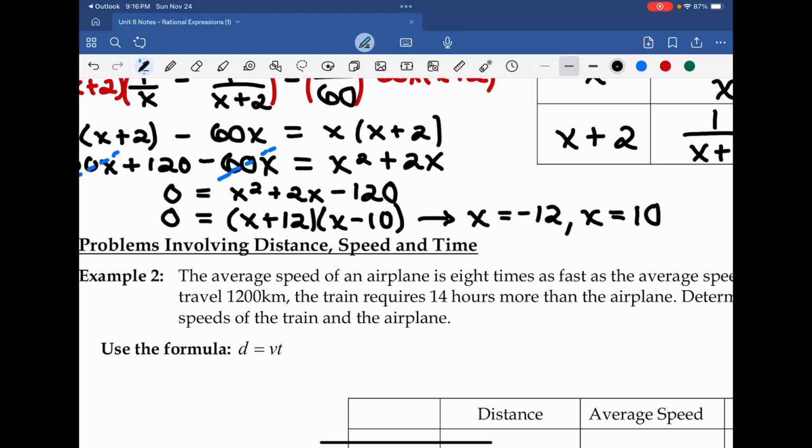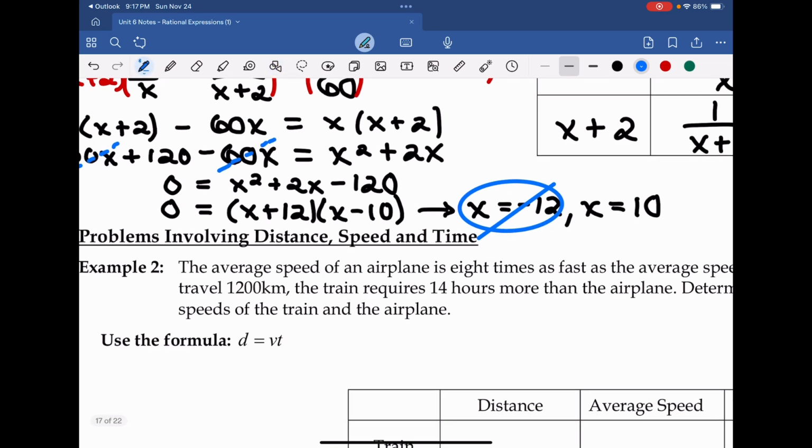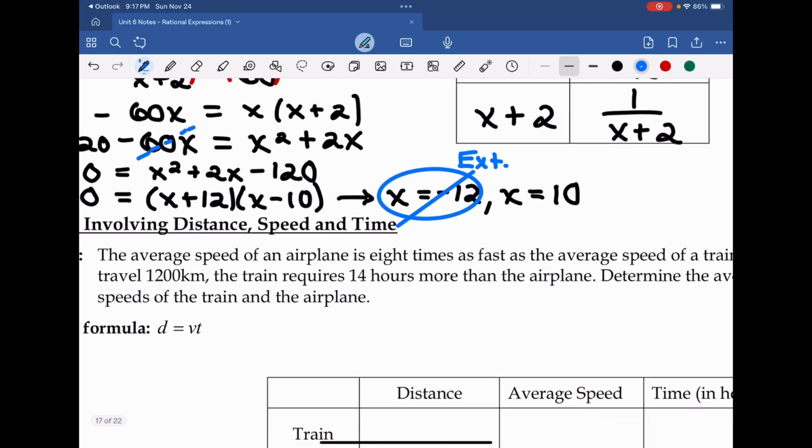And then right away, you want to be thinking, well, they said consecutive even whole numbers, and -12 is not a whole number. It's definitely an integer, but it's not a whole number. So you're going to cross that one out and write extraneous, because it doesn't make sense for the problem.